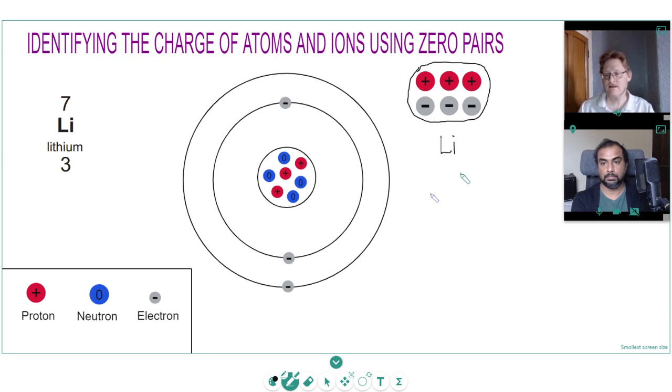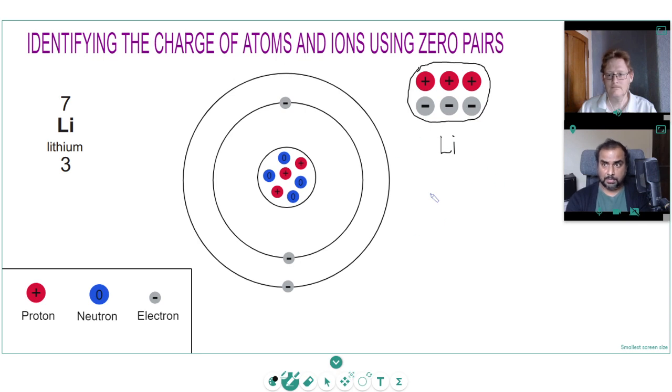Excellent. So we can see there that a lithium atom, and all atoms in the periodic table, are neutral because they have a balance of protons and electrons in terms of charge. And as you said, they're not balanced in terms of mass, because an electron is about 2,000 times smaller than the mass of a proton or neutron. So I wondered now if we could look at a lithium ion. Yeah.